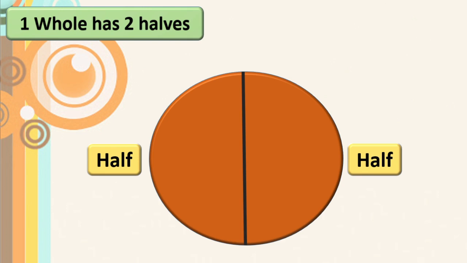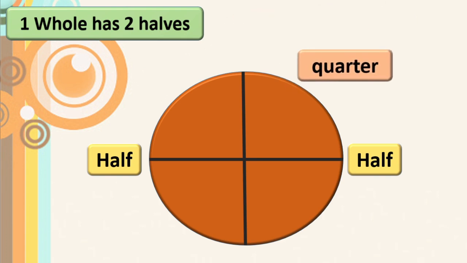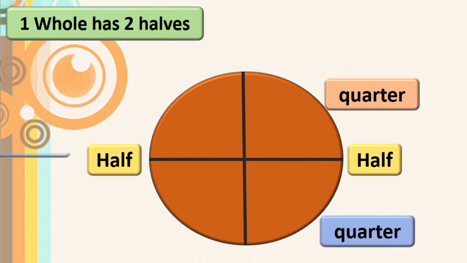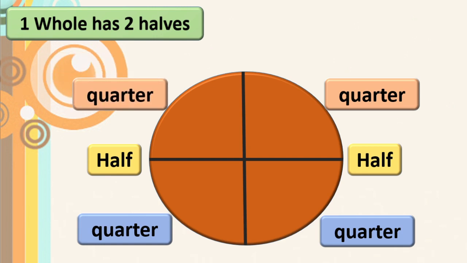Now the same circle we will cut into 2 more parts. See here, we have cut the half again into 2 parts. Both the halves we have cut into 2 parts. Now we got 4 parts which are exactly the same in shape and size. Then they are called quarters. This is the 1st quarter, this is the 2nd quarter, this is the 3rd quarter, this is the 4th quarter.